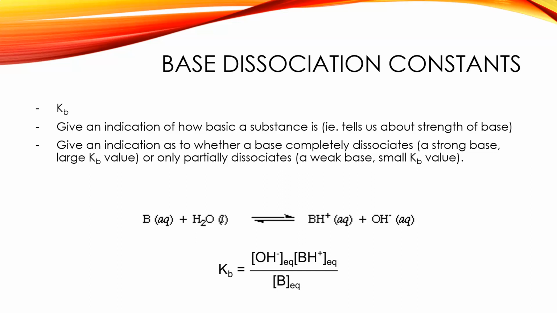For Kb, this gives an indication of how basic the substance is, i.e. the strength of the base. And as with Ka, if we have a small Kb, then we have very little ionization. For a strong base, we would expect a very large Kb value. We essentially assume it ionizes all the way. But with a partially dissociated weak base, we will have a small Kb value because we would have a small value for the products on top being divided by a larger value of the non-protonated base on the bottom.